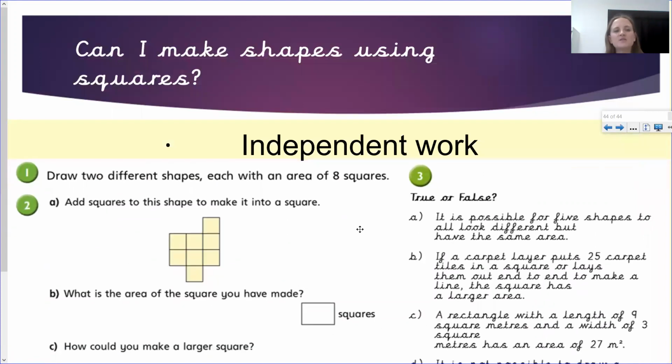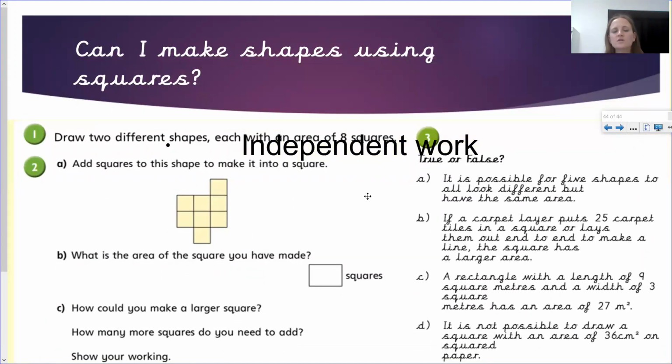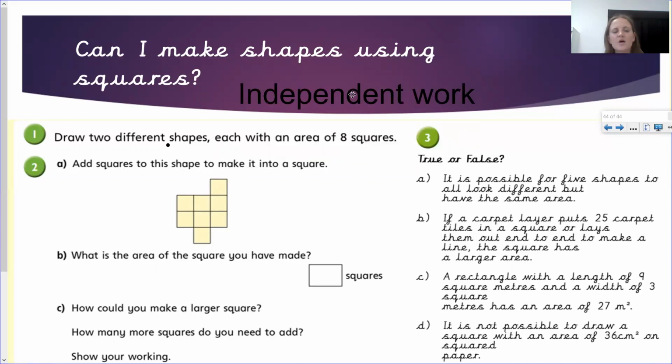Finally, for your independent work today, we have 3 tasks. Remember, as always, try and get through as much of this work in an hour as you can. Whatever you don't do, that's okay. I just want to know that you have tried. If you only managed to do question 1 and part of question 2 in the hour, that's okay. Try and finish it, but if you find it a bit difficult or you get stuck on one question, just make note of it and we can talk about it in our live lessons.